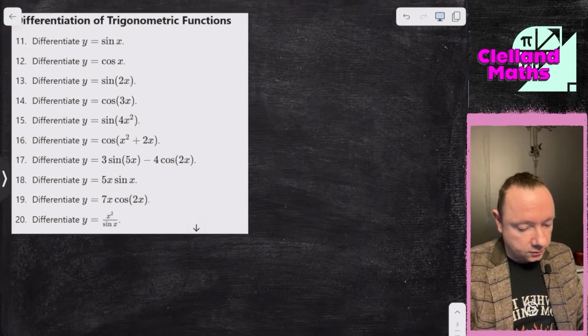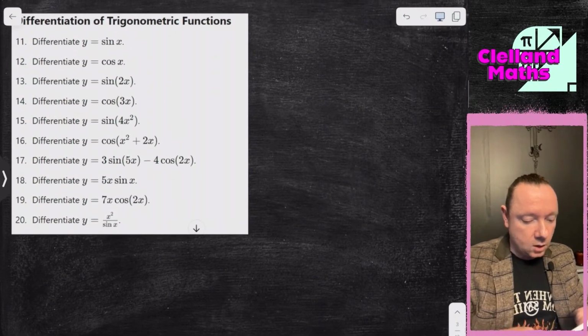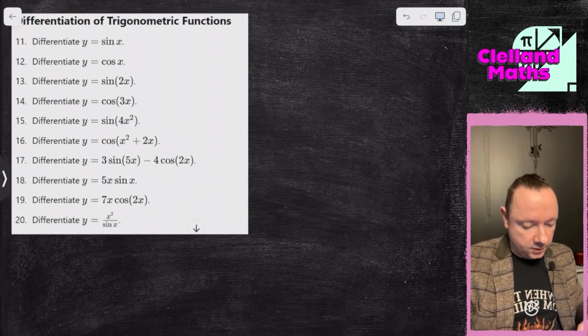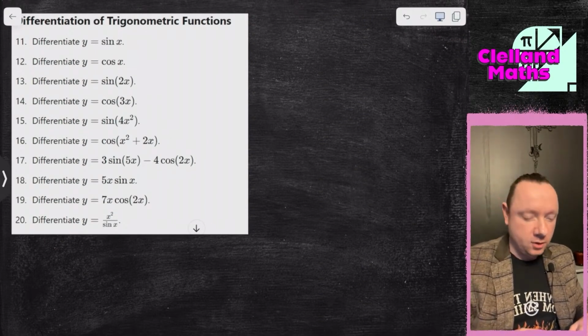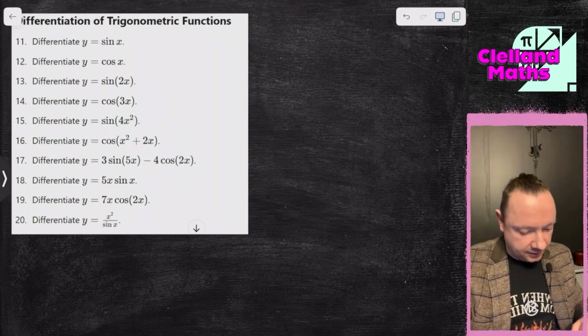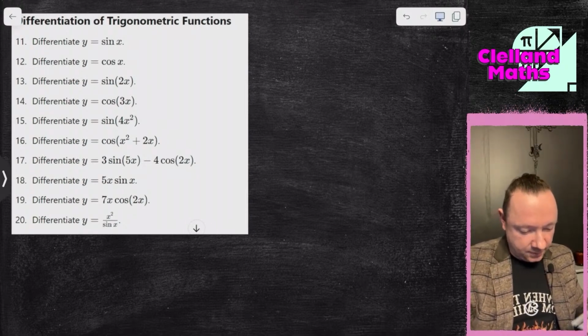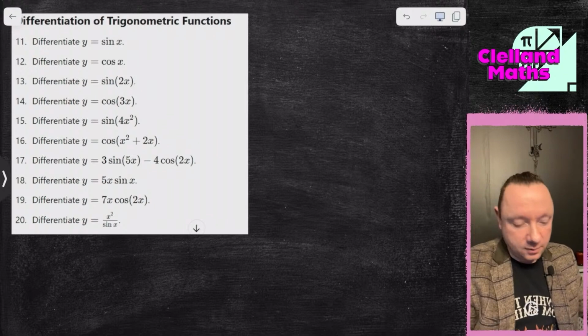Right, on to the second section. Well, it looks like trigonometric functions here. They're just basic ones, although it has added a bit of product rule straight away. So if you're doing Higher Maths, I think you'll find number 18 and 19 and 20 perhaps a little bit too hard. But let's try.